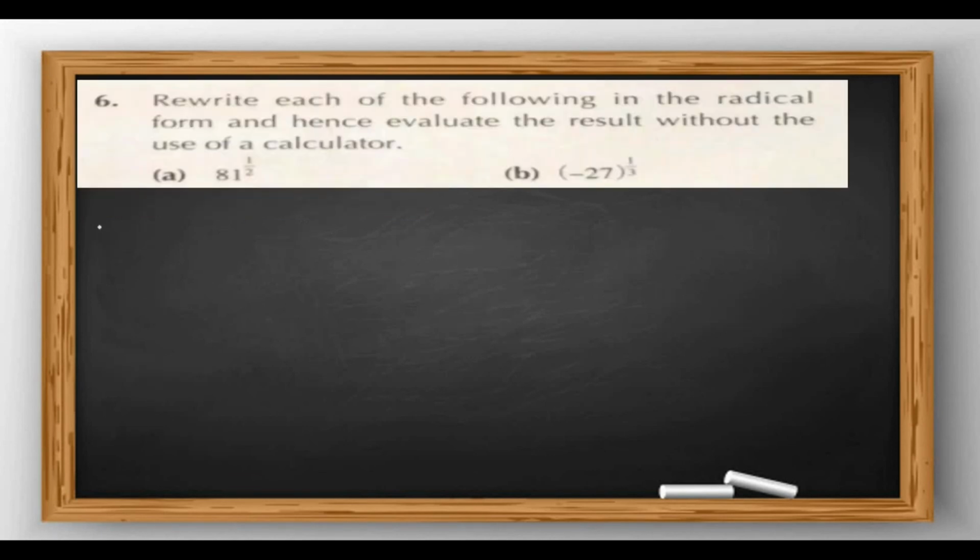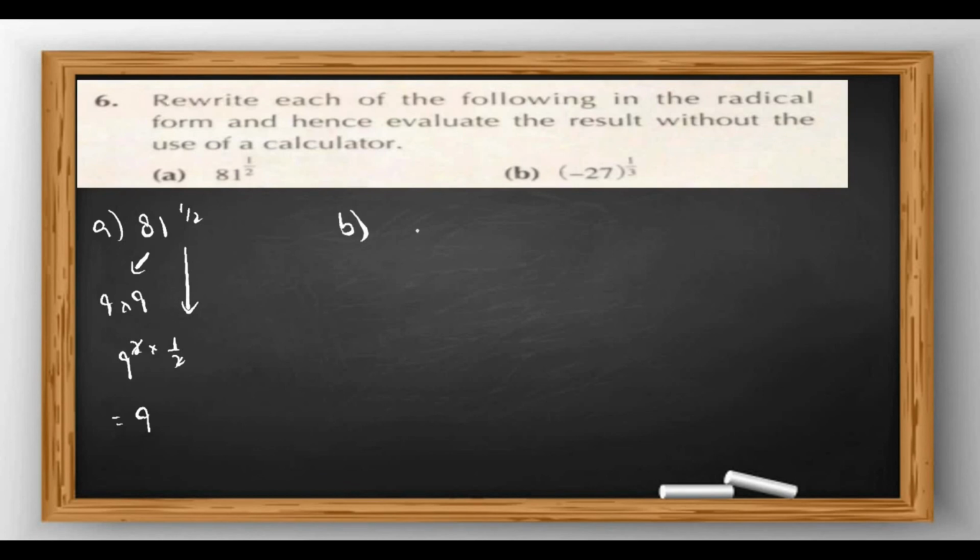Moving on, we have part A, which is 81 raised to power 1 upon 2. Now we know the fact that 81 comes from 9 multiplied by 9. So instead of writing 81, we can write 9 squared multiplied by 1 upon 2, which is that power. So 2 and 2 would be cancelled, and your final answer would be 9.